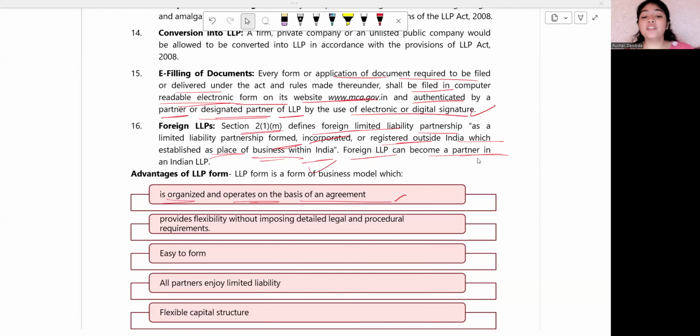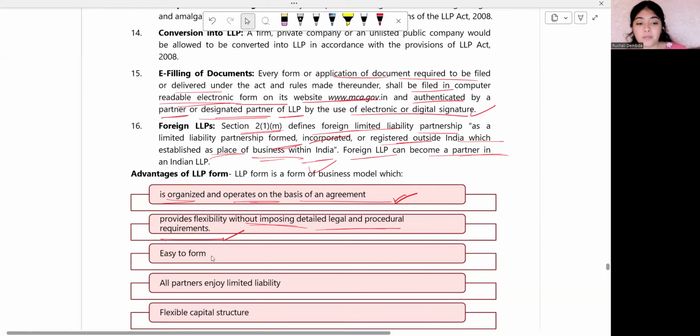So the LLP form is a form of business model which is organized and operates on the basis of an agreement. You have an agreement and on the basis of that only your LLP is constructed. So it helps to manage things very well compared to a partnership, where there are chances that it can be an oral or verbal type of agreement. It provides flexibility without imposing detailed legal and procedural requirements. It is flexible and there are not as many legal and procedural requirements compared to companies.